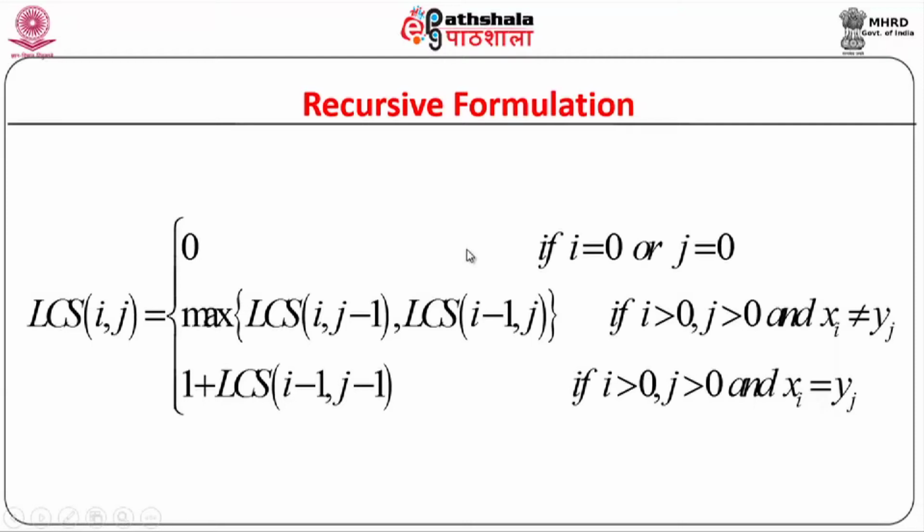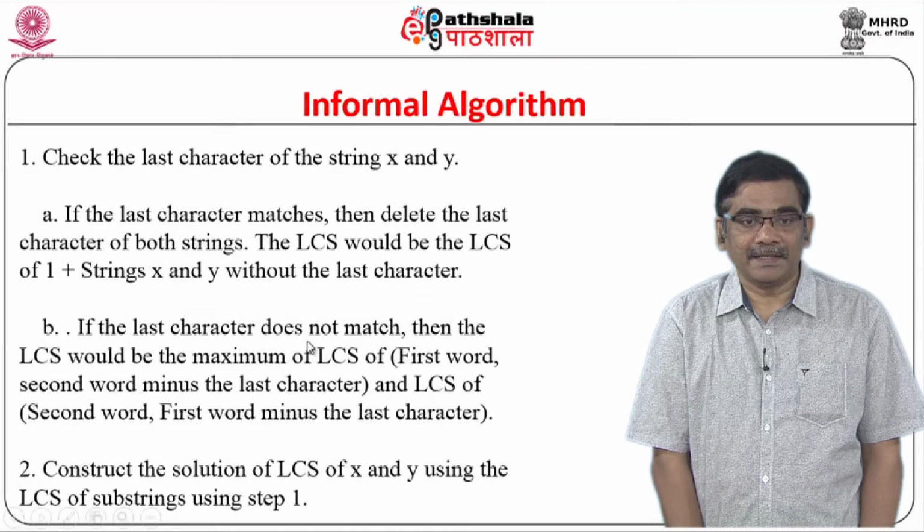Putting all the definitions together, we can form the recursive formulation. If i equals 0 or j equals 0, in other words this is going to be an empty string, then the match is going to be 0. If the characters do not match, it is going to be the max of the two subproblems. Otherwise, if the characters match, it is going to be the LCS of i minus 1, j minus 1 plus 1. This is the recursive formulation.